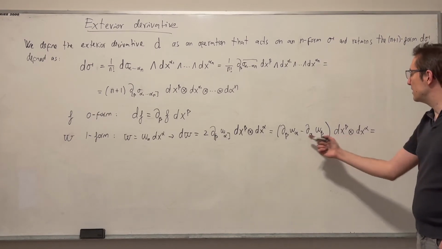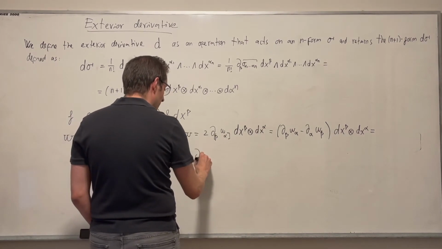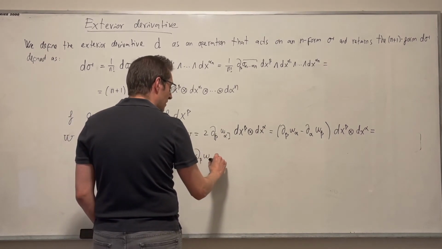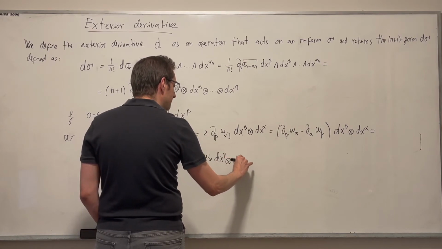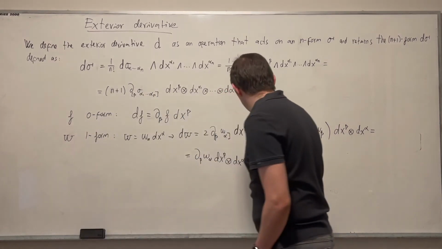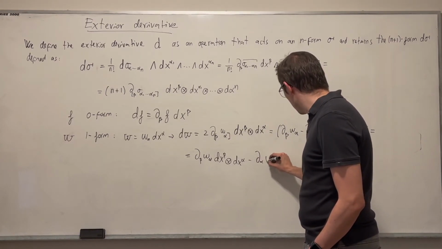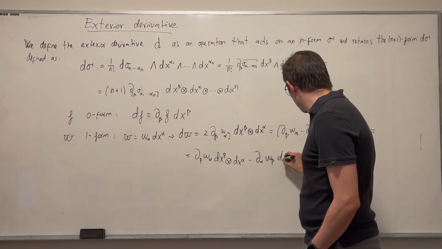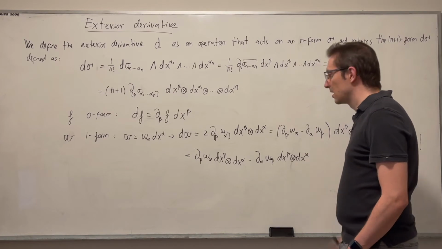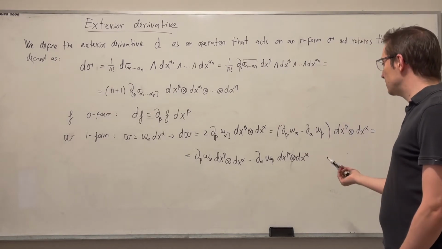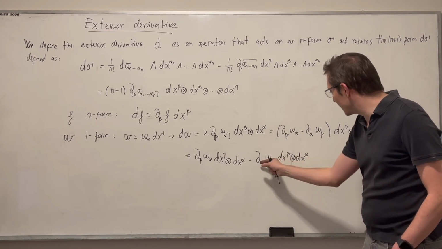I can write this as two summands, so let me do it. Partial beta omega alpha dx beta tensor dx alpha and minus partial alpha omega beta dx beta tensor dx alpha. And now what I can do, as I did before, is swap the indices, the dummy indices. I can make a change.